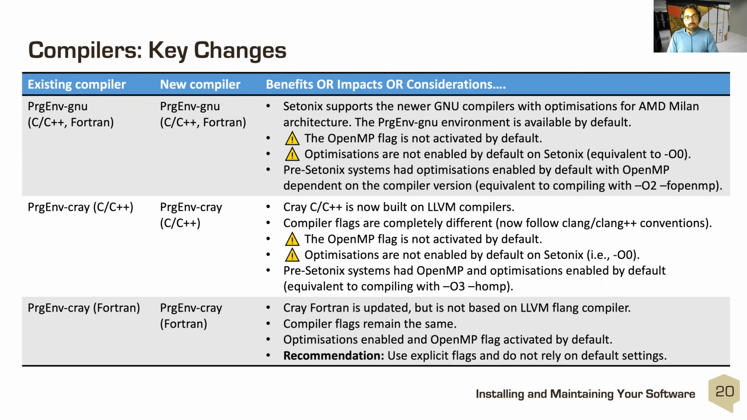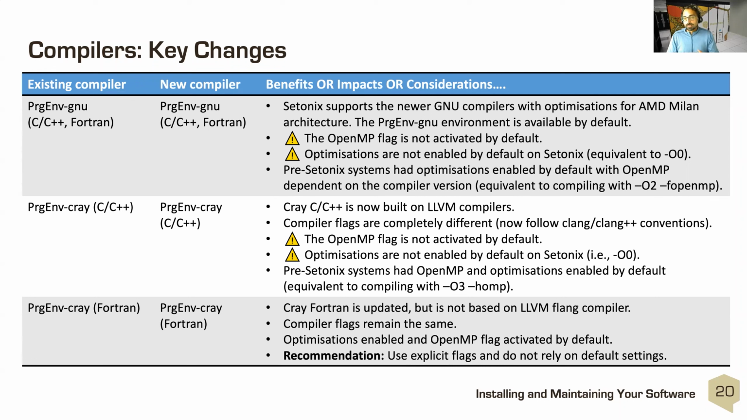The subtle difference from pre-Setonix to now is that prior on Magnus, the Cray wrappers tended to automatically put in optimization flags and some OpenMP parallelization flags. This is not the case anymore. These are not activated by default. So for people who are using OpenMP, that is not activated by default when you use Cray wrappers. Optimization is also set to 0 by default.